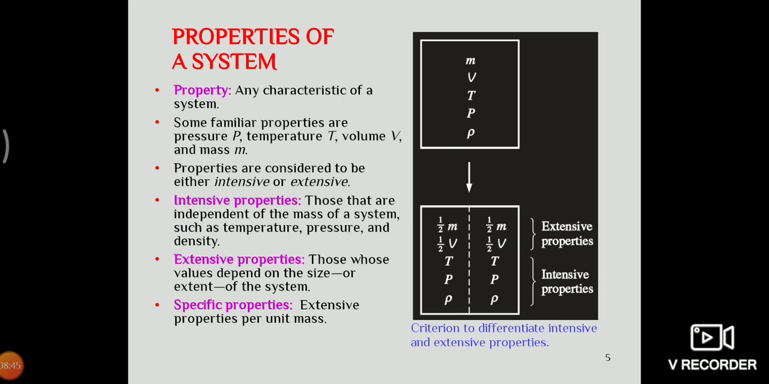For example, mass per unit volume is called density, which represents a specific property. Therefore the ratio of an extensive property to the mass is called a specific value, which is already shown and described here. The specific property is the ratio of an extensive property to the mass, called the specific value of that particular property. So this is for today's lecture only.